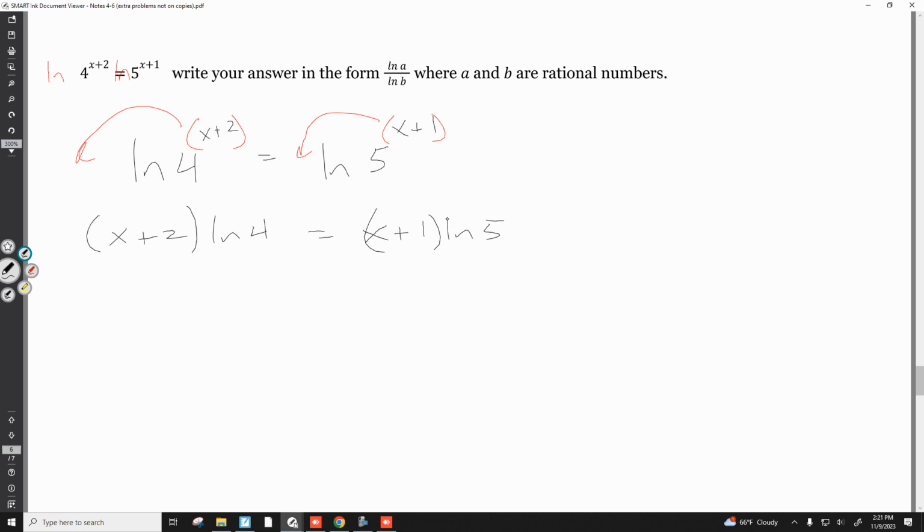Now, this is not what we're doing, but I'm using this as an example to show you why we will do what we're doing. If I gave you the equation x plus 2 times 4, again, I'm not doing that, but I'm just using this as an example, times x equals x plus 1 times 5. If I gave you this equation right here, what would you do to solve this equation? What would be your first step? Tell your neighbor. If I have x plus 2 times 4 equals x plus 1 times 5, what would you do? I would distribute.